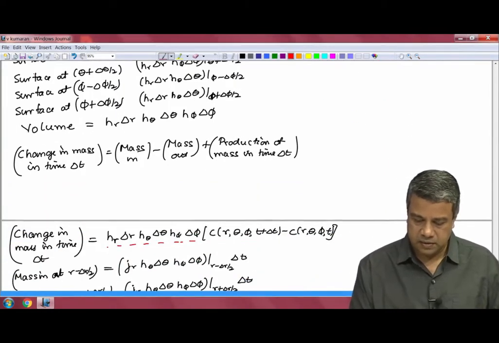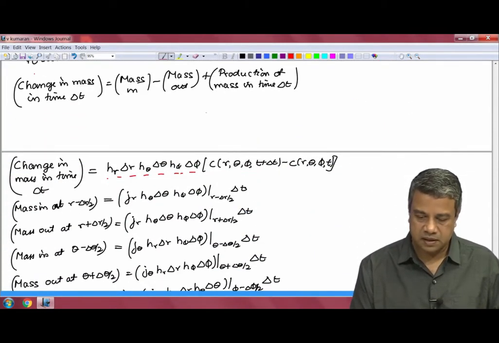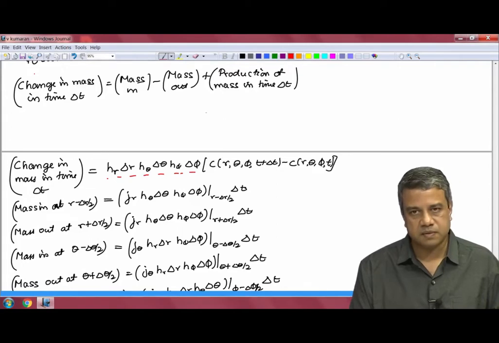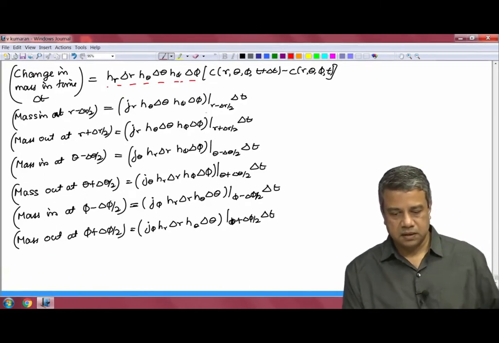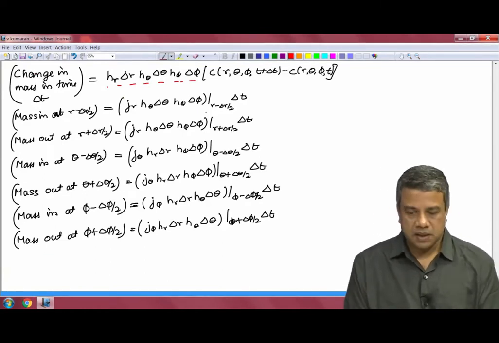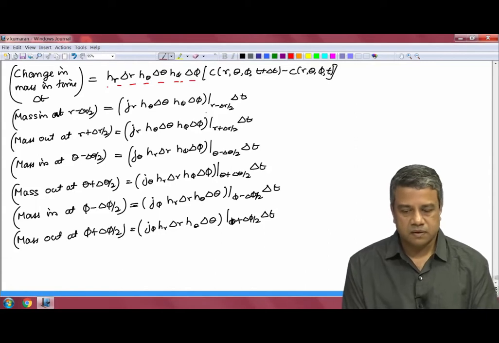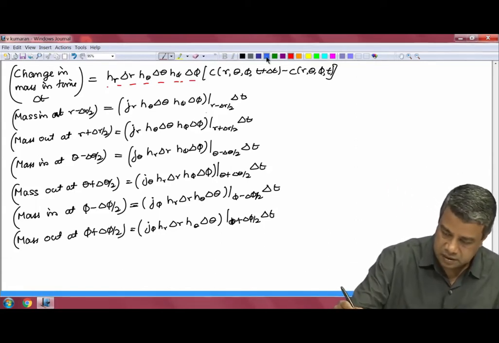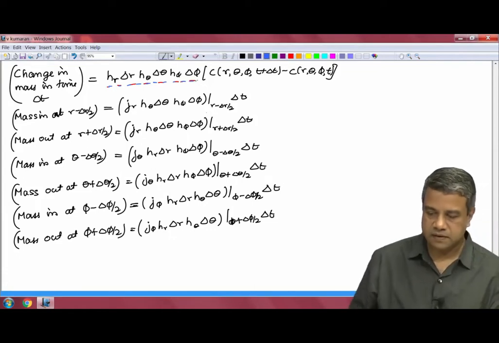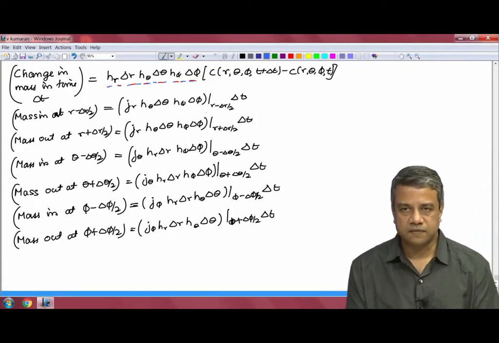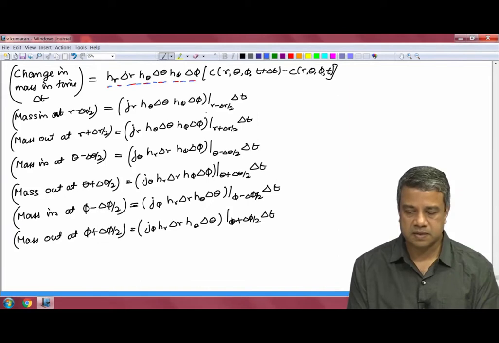Mass conservation equation: change in mass in time delta t is mass in minus mass out plus production of mass in time delta t. Change in mass in time delta t is equal to the volume, h r delta r h theta delta theta h phi delta phi, times the difference in concentration between the times t plus delta t and the time t.